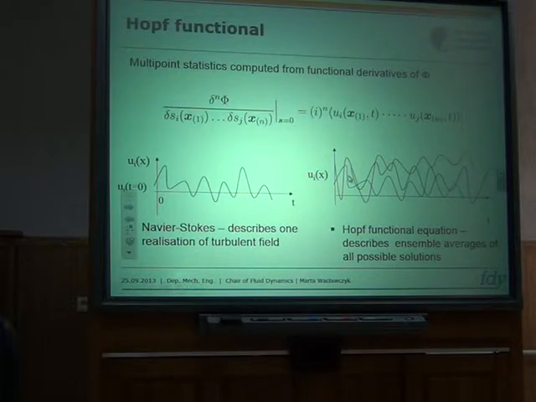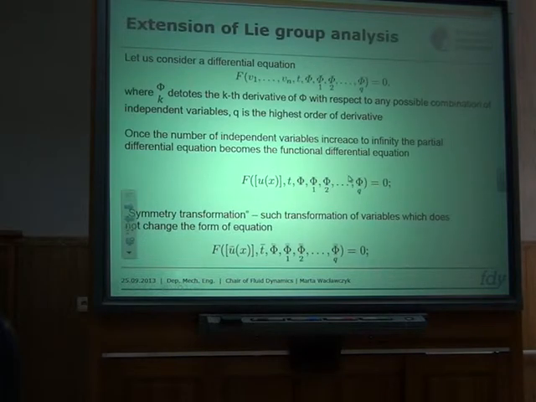So the difference between these two descriptions, Navier-Stokes and Hopf, is that Navier-Stokes describes one realization of the turbulent field. So given an initial condition, we have the solution. The Hopf functional aims to describe the ensemble averages of solutions. Now, the question was how to treat this. This Hopf functional description has been known for years, and the question was how to deal with it. Is it possible to find any solutions of this equation, at least some special solutions?